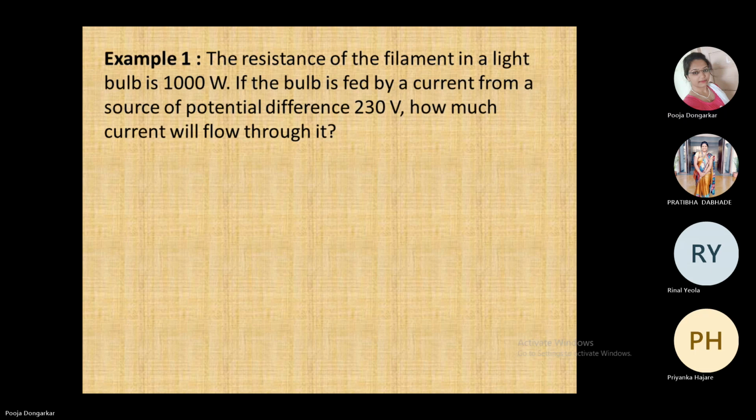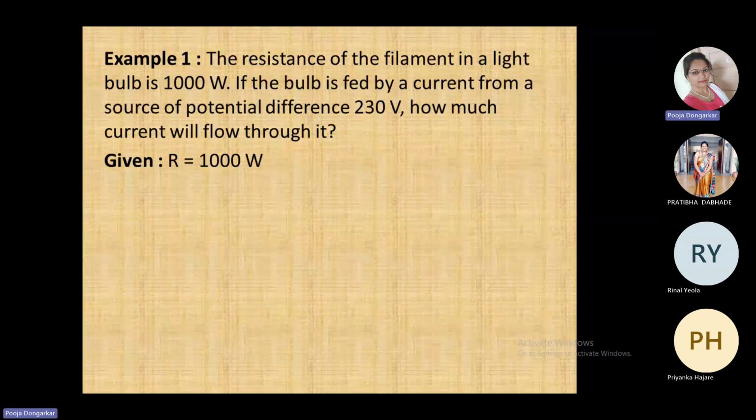Yes, Rinal, Priyanka, tell me the formula. Ohm's law formula. Yes, we have learned it in standard 10, and in 11, 12 also we have learned. Yes, we have seen it now.